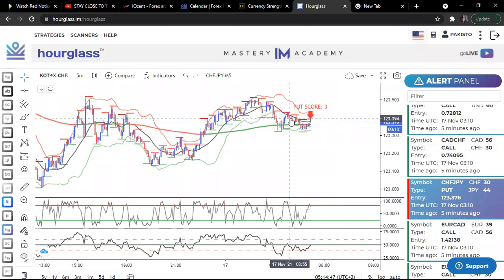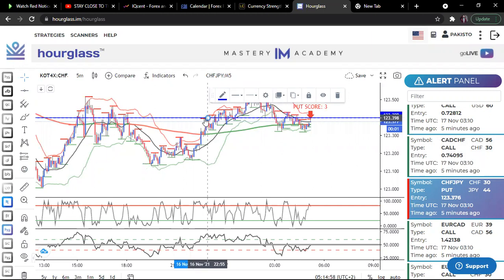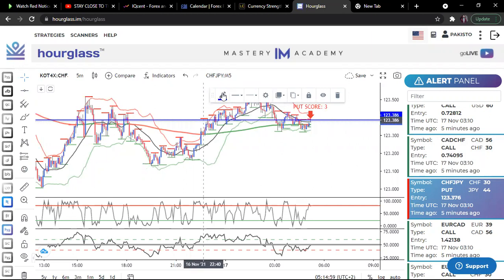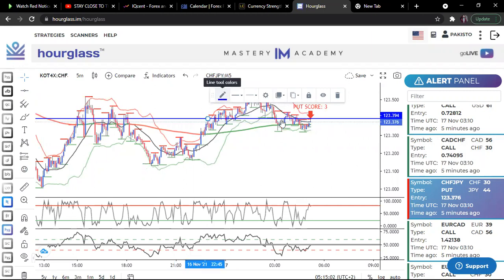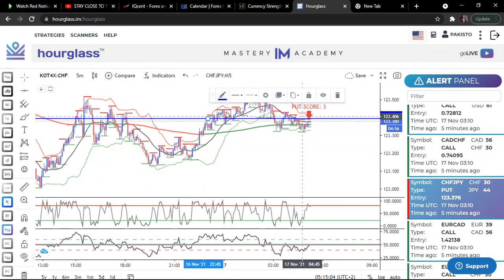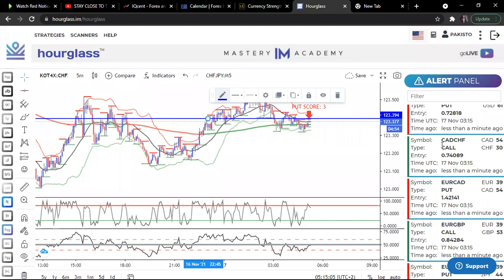CHFJPY. Geez, I didn't see this one. CHFJPY, ladies and gentlemen. Ah, man, it was ready for a put. I'm only noticing this now, and it's already making that push to the downside. Let me just, oh, it's gone. It's pushing down.